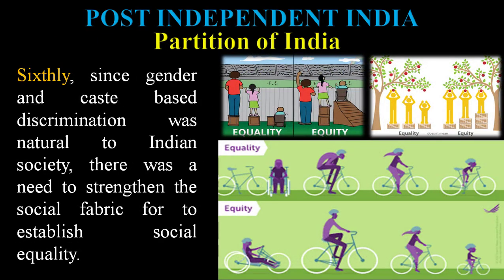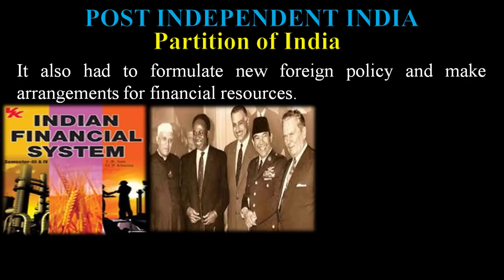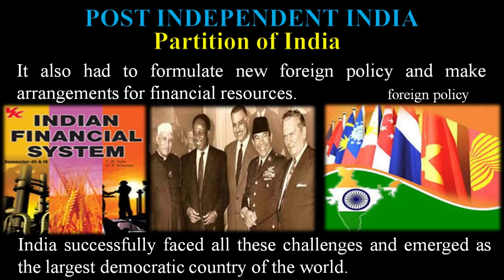And the sixth point: since gender and caste based discrimination was natural to Indian society, there was a need to strengthen the social fabric to establish social equality. It also had to formulate a new foreign policy and make arrangements for financial resources, because no country in the world is self-sufficient and can live alone. It needs the support of other countries, and mutual understanding and cooperation are very important. So India successfully faced all these challenges and emerged as the largest democratic country in the world.